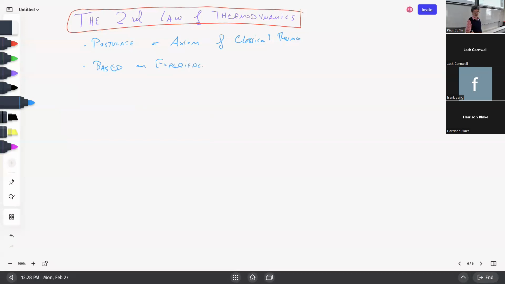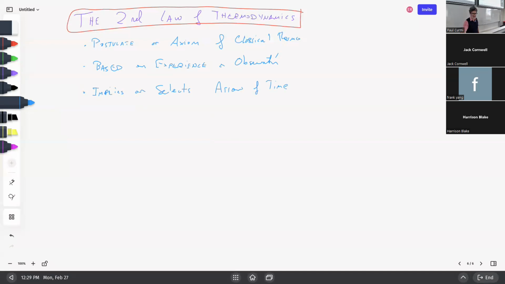Okay, so I like this postulate approach to thermal physics, but it's got to be based on experiment. If it's not based on experiment, it is not science. It's philosophy or mathematics, okay? Got to be based on experience and observation. Okay, irreversible processes. It either implies or selects an arrow of time.